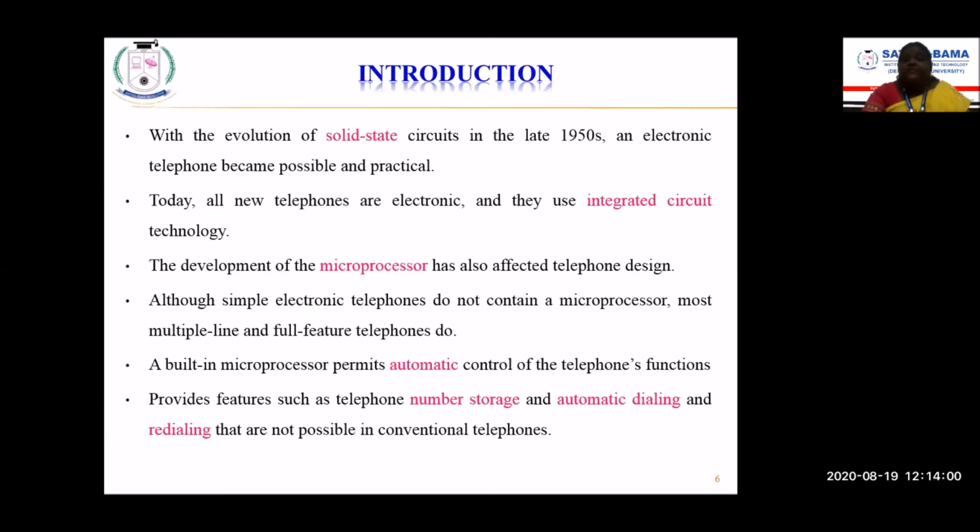So the development of the microprocessor has also affected the telephone design. Although simple electronic telephones do not contain a microprocessor, most of the multiple-line and full-feature telephones do. This built-in microprocessor permits automatic control of all the telephone functions available in the standard electronic telephone. Some of the features include telephone number storage, automatic dialing, and redialing, which are not possible in conventional telephones.